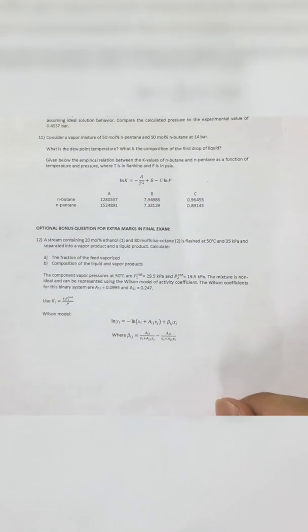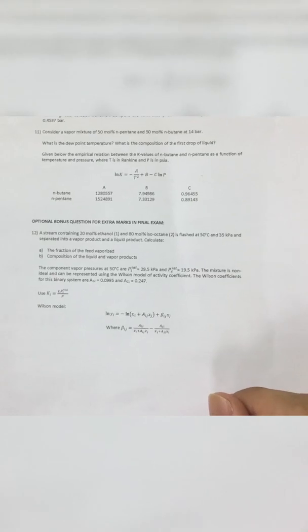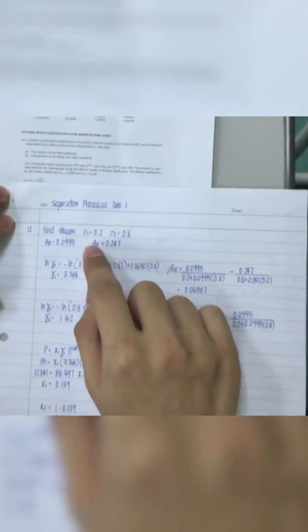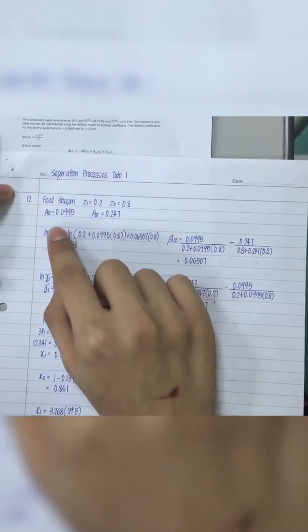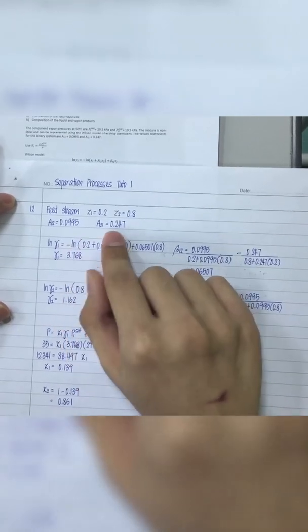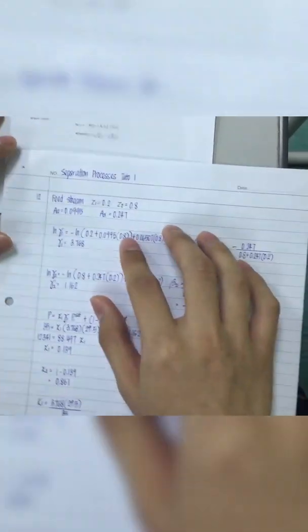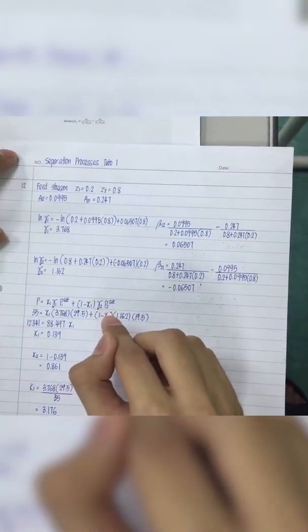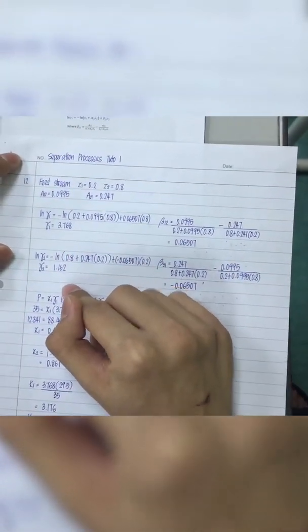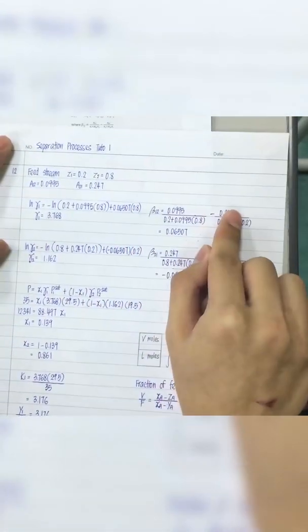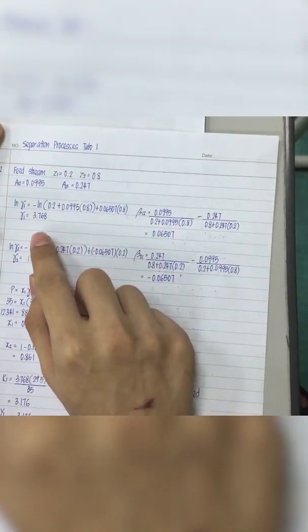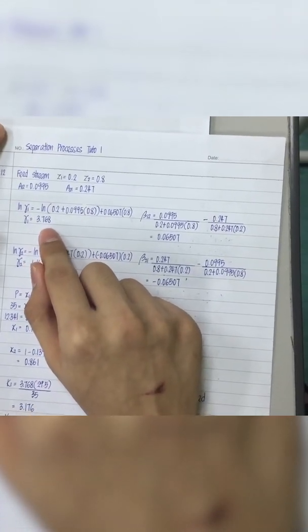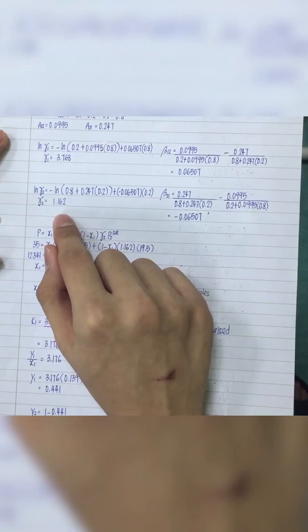Hi, so we are given question 12 to find the compositions of the outlet of a mixture of flash separation. From the question, we are given the compositions of the initial inlet of the mixture, which is x1 equal to 0.2 and x2 equal to 0.8, and A12 equal to 0.0995 and A21 equal to 0.247. Before we find the compositions of the outlet, we have to use our activity coefficient from the Wilson model. So we substitute everything inside the Wilson formula, and we find the activity coefficient for component 1 is equal to 3.768, and for component 2 is equal to 1.162.